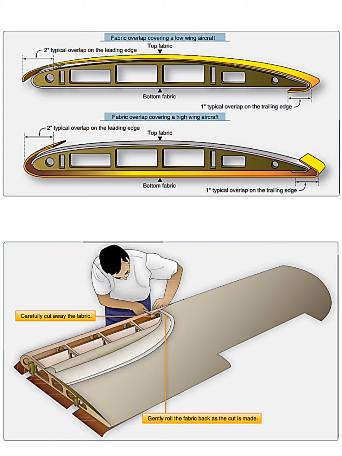What is the maximum permissible deterioration of aircraft fabric before it is considered unairworthy? More than 30% from its original required tensile strength.